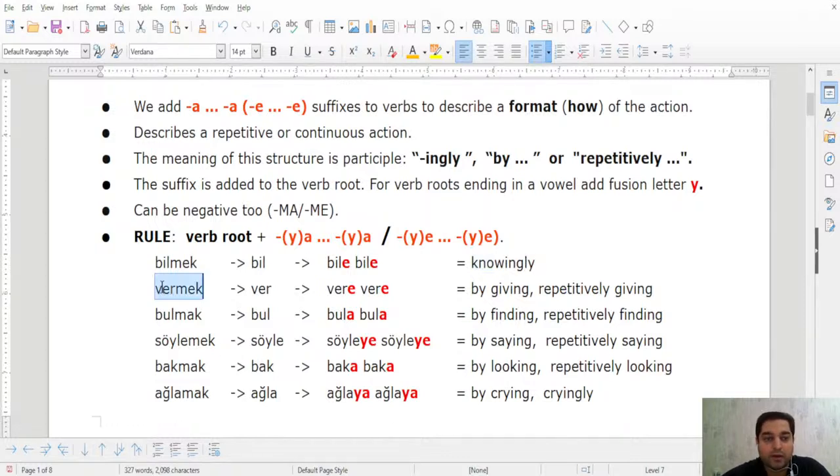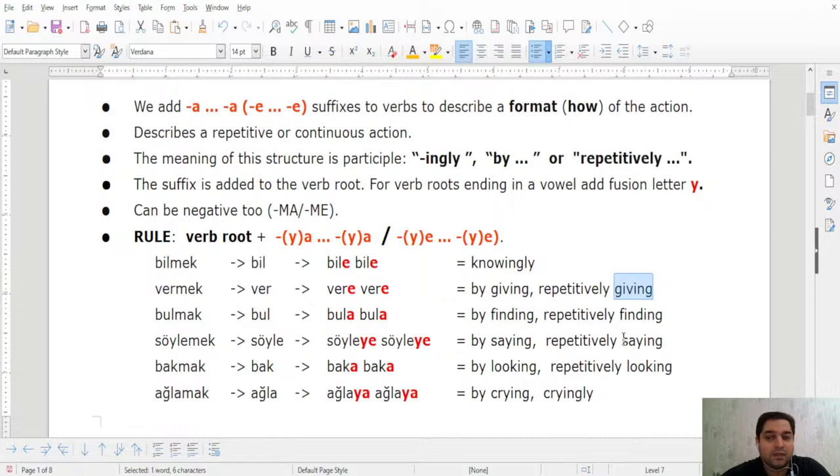What about vermek? Vermek is to give. Ver is the root. It will be vere vere, right? You see, we pronounce them together very quickly. Vere vere. By giving or repetitively giving. Or if it's possible in English to say givingly. It's meaningless, of course. I haven't heard the word givingly. But if it was possible, that would be givingly, okay?